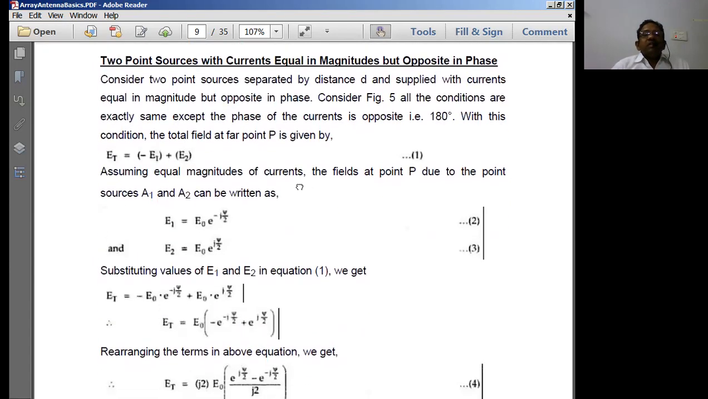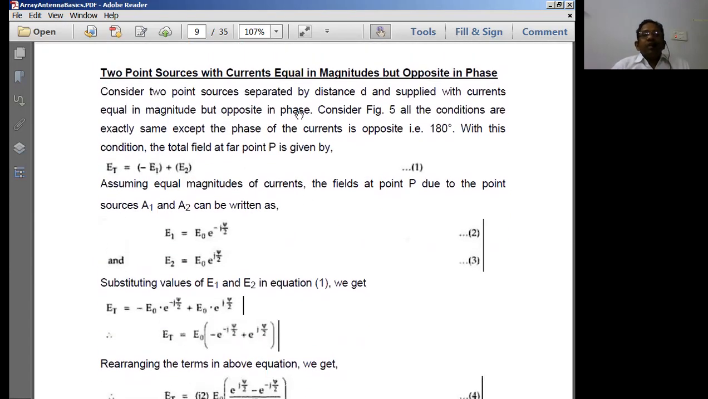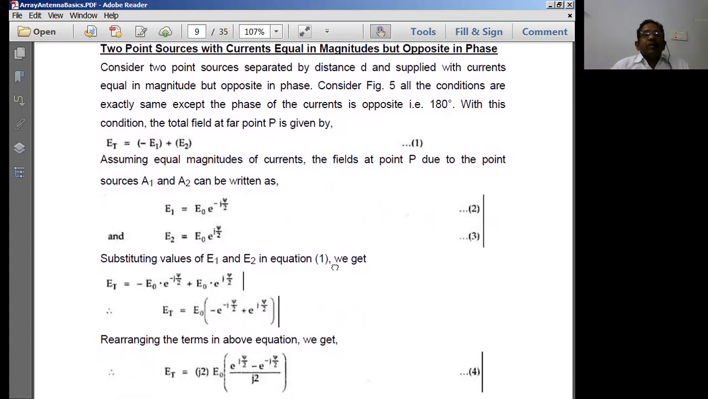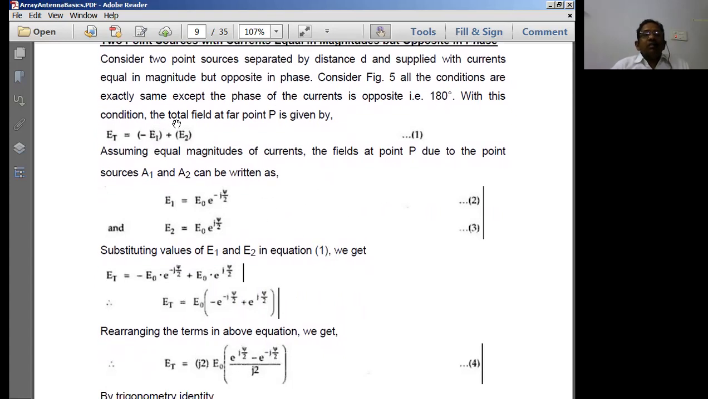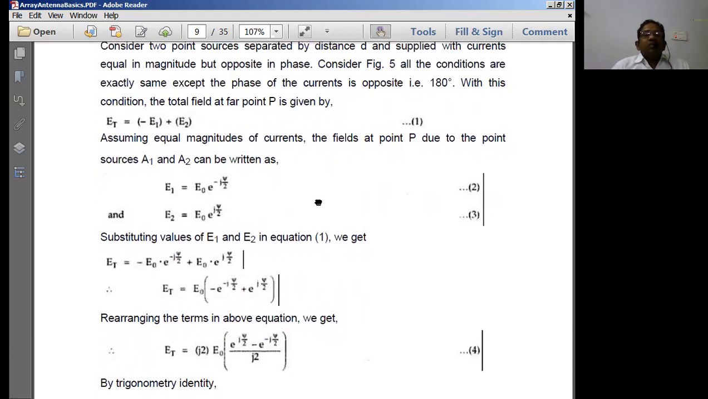Now the next case we will see. What is the next case? 2 point sources with currents equal in magnitude but opposite in phase. So this is the next case we are going to consider. Now in this next case, all the conditions are going to be the same except the phase of the currents is opposite, that is 180 degrees.